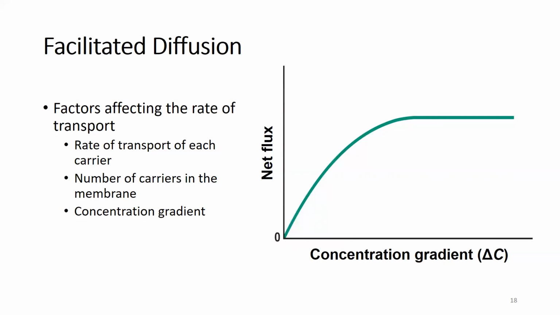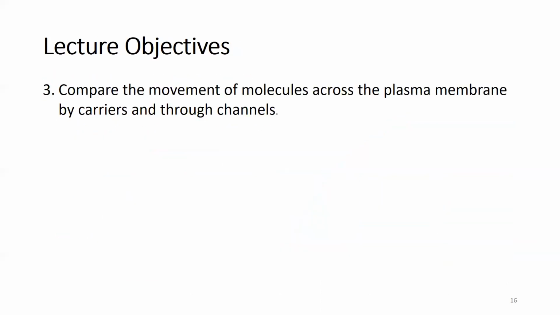The third factor is the concentration gradient. And just like we saw with simple diffusion, if we have more of a gradient present, we're going to have more transported molecules. But the difference with facilitated diffusion is that we do not have a continuous linear graph into infinity. So let's look at the difference with this graph and simple diffusion.